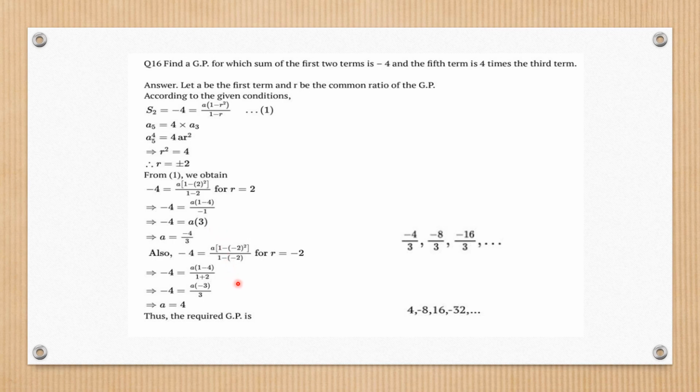Okay, so for this, A is minus 4 by 3 and R turns out to be 2. We will get the GP as this: A, then AR, which is multiplied with 2 to give minus 8 by 3, and then AR square, which is this multiplied again with R to give minus 16 by 3. And for the second one, when A is 4 and R is minus 2, I'll get the terms as 4, minus 8, 16 and minus 32.